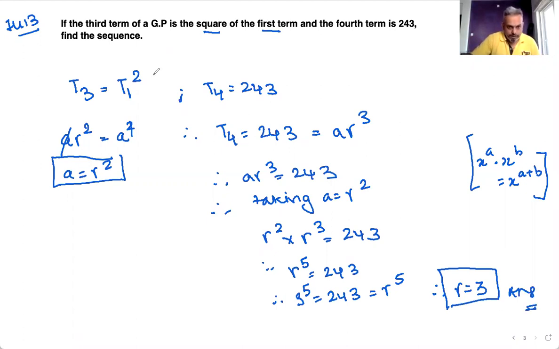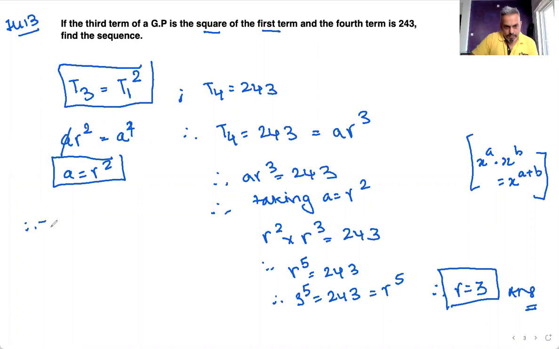Now, very important is this, that the third term of GP is the square. किसका square? First term का. Okay, so this is how you have to do it. Now over here we have to find the sequence. So let's find the sequence.